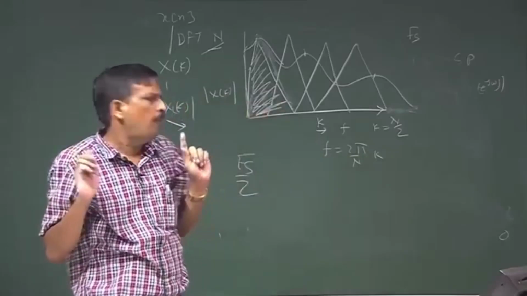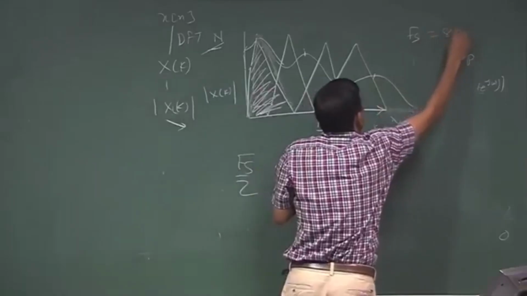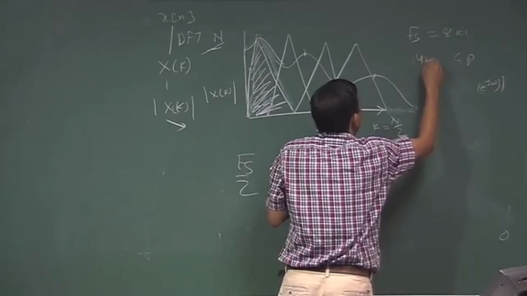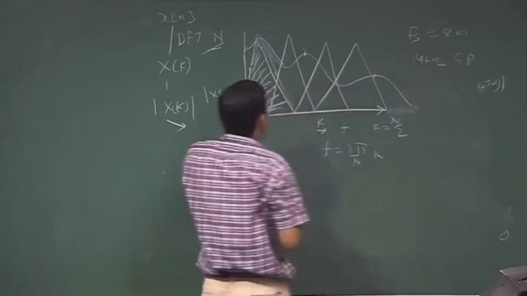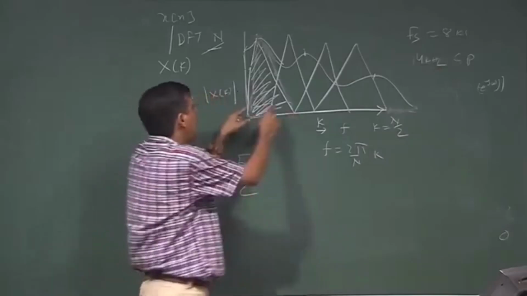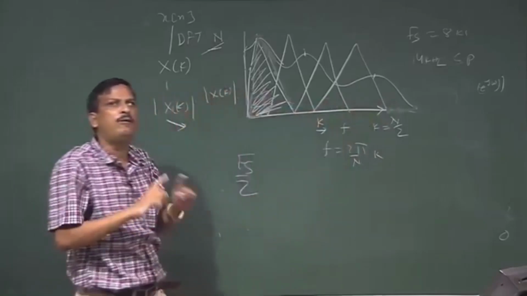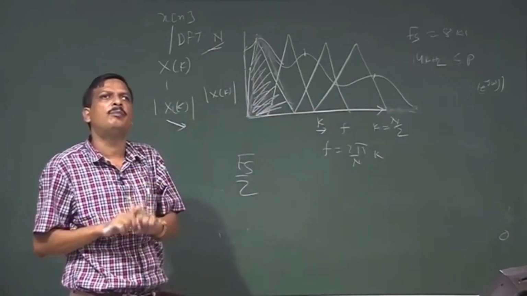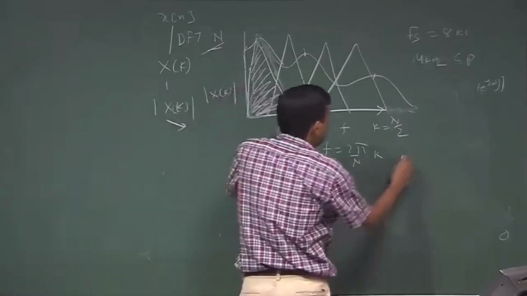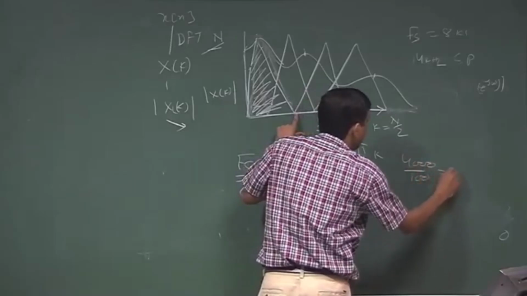Okay. So, suppose Fs is equal to 8 kilohertz, then I know that the maximum speech frequency is 4 kilohertz. So, suppose I take 100 hertz filters, let us say linear, all filters are 100 hertz bandwidth. So, if there is no overlap, how many filters are required? 4 kilo divided by 100. So, 40 filters are required.